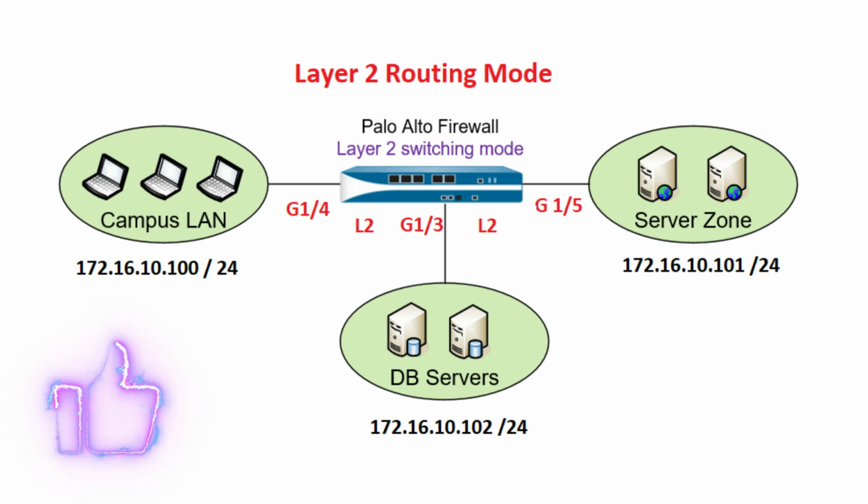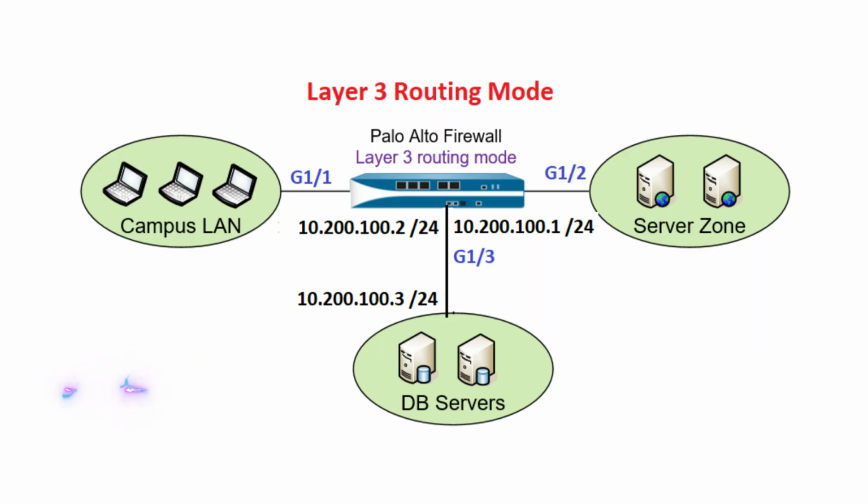In the layer 2 deployment option, you just configure your interfaces on the Palo Alto firewall as layer 2, and the packet switching, or the routing decision making, is happening on your network side. So it is normally called layer 2 packet filtering or the layer 2 deployment option.